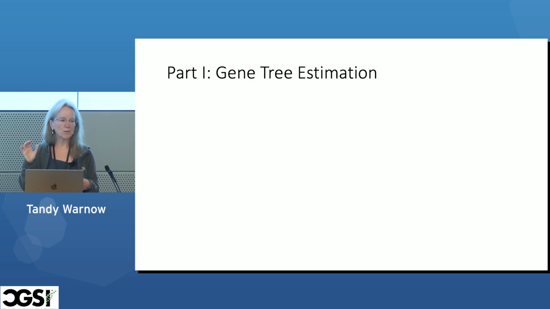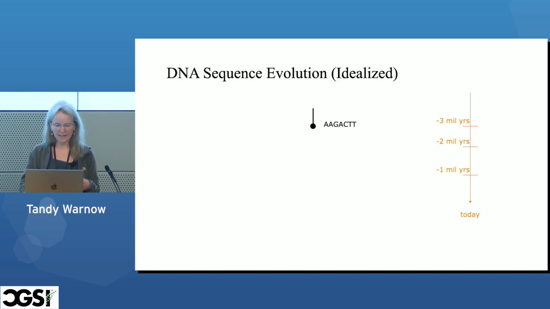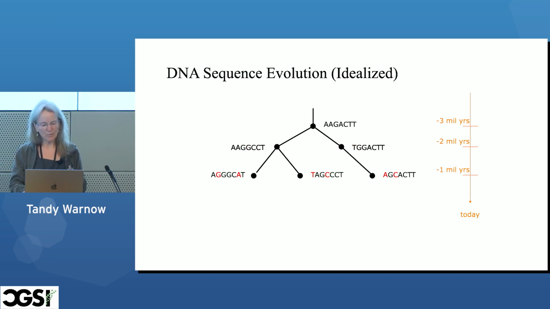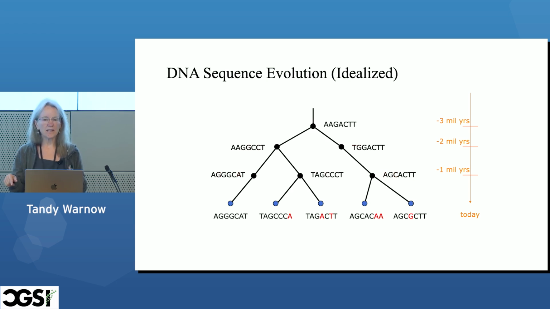This is the classical problem in phylogenetics. So you have a sequence at the root, and over time it's evolving. And I'm just highlighting in red where things change. And so it evolves over time, and you have speciation events, and you end up with the sequences at the leaves. And from the sequences at the leaves, you want to reconstruct the tree.